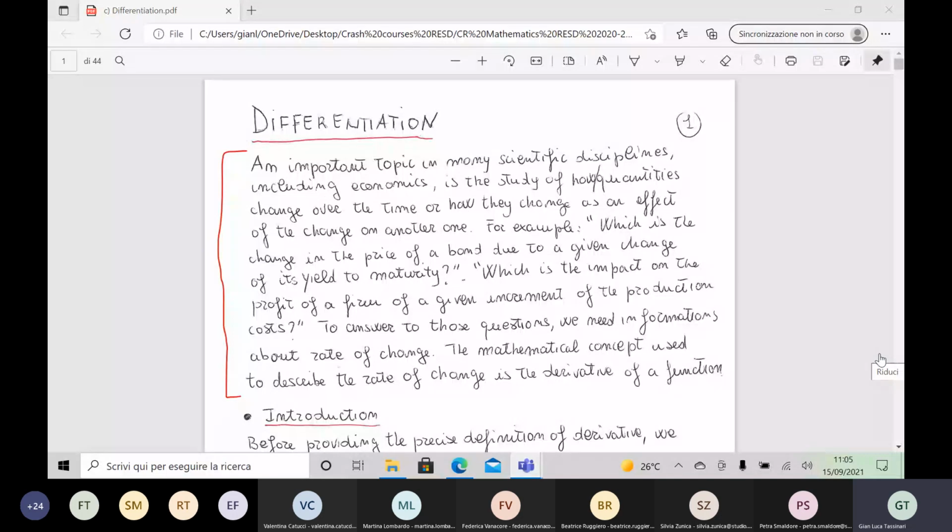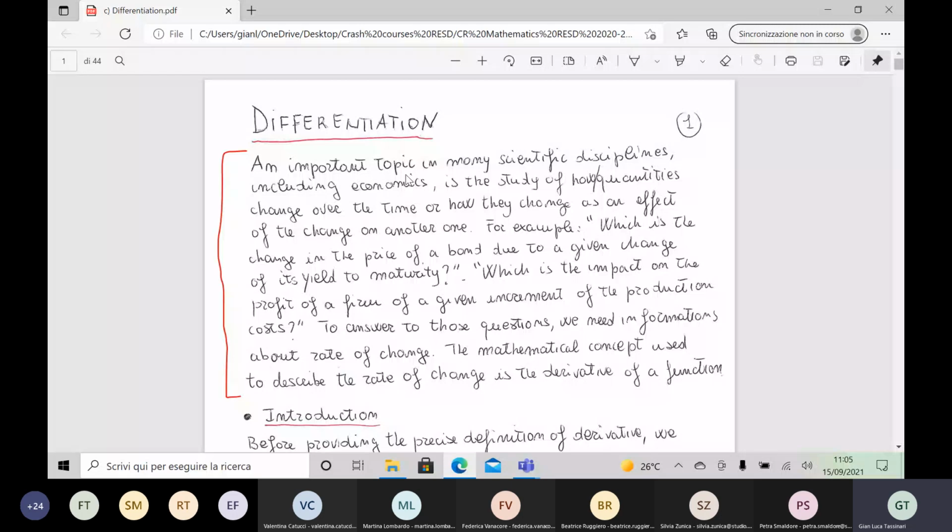You must know how to compute derivatives. Because with Professor Dieci, you will have many times to compute derivatives. So derivatives are fundamental. So you must be able to compute them. If you want to read with me this small part: an important topic in many scientific disciplines, including economics, like you, is the study of how quantities change over time, or how they change as an effect of the change in another variable.